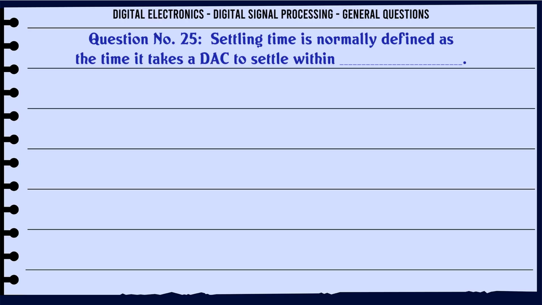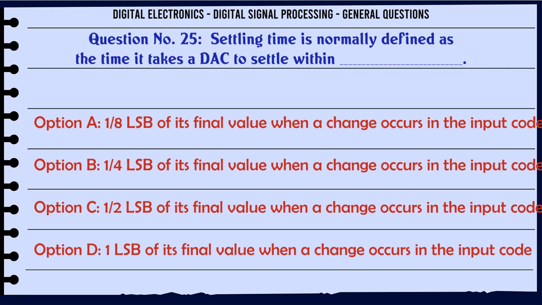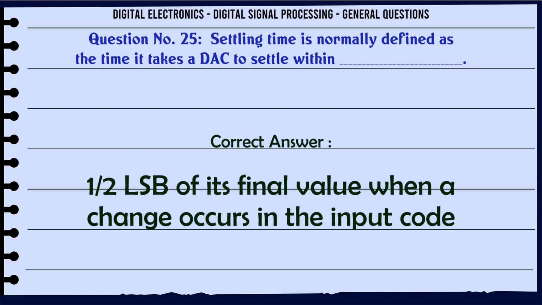Settling time is normally defined as the time it takes a DAC to settle within A. 1/8 LSB of its final value when a change occurs in the input code. B. 1/4 LSB of its final value when a change occurs in the input code. C. 1/2 LSB of its final value when a change occurs in the input code. D. 1 LSB of its final value when a change occurs in the input code. The correct answer is 1/2 LSB of its final value when a change occurs in the input code.